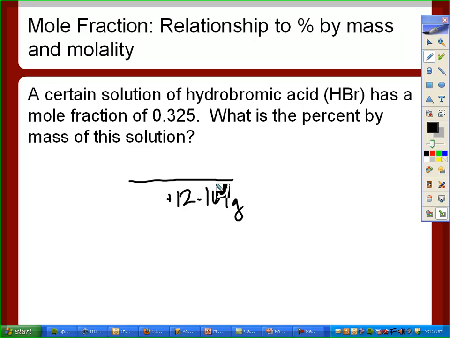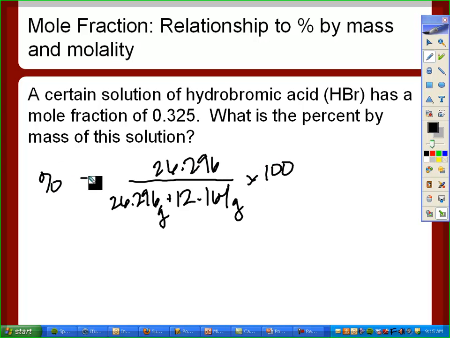0.325 times 80.91 is 26.296. Yeah, that's right. Okay, back in business. Sorry about that. And of course, got to multiply that by 100. So this is my percent by mass.